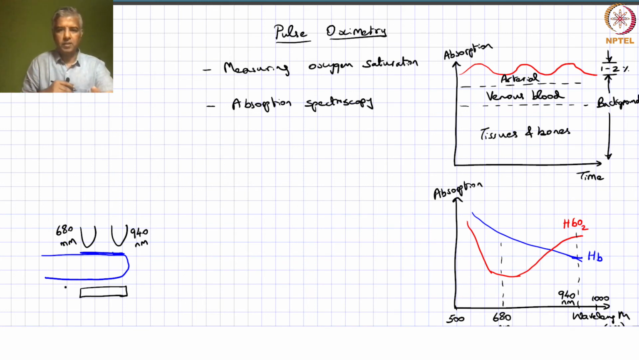But if you consider 680, you cannot pick it up with indium gallium arsenide typically. It's got very low responsivity at 680, so you typically use a silicon photodiode.